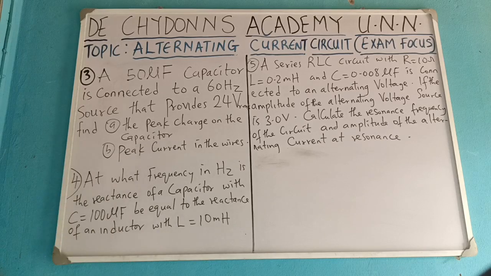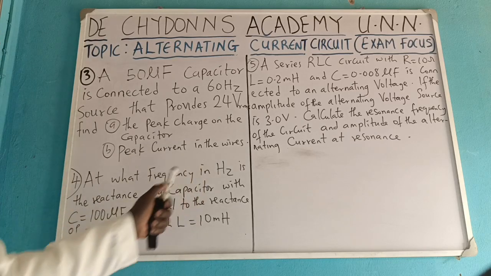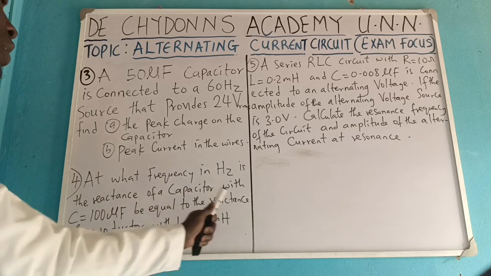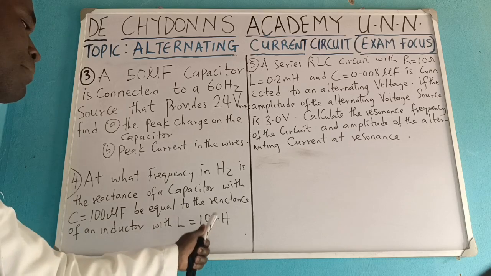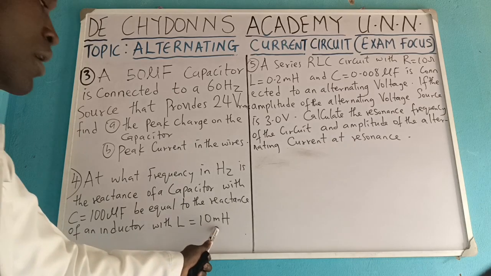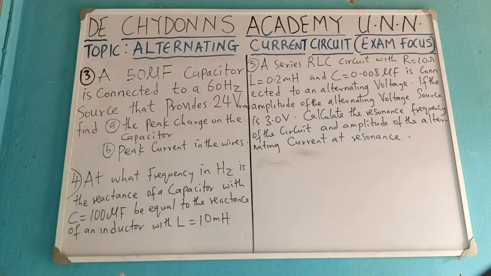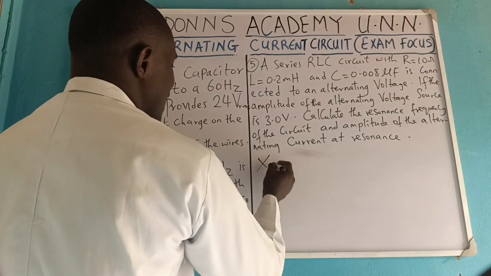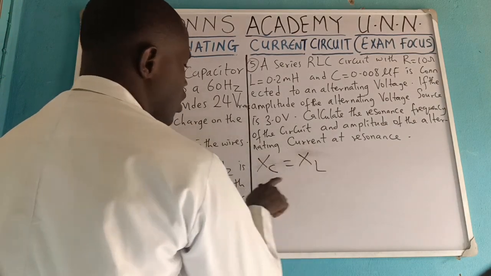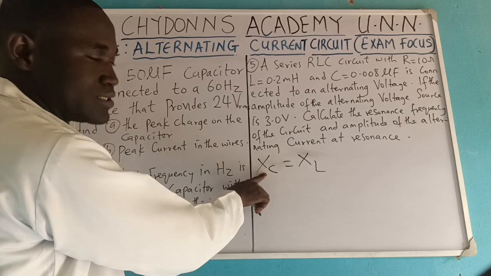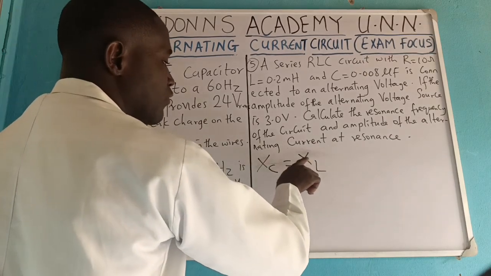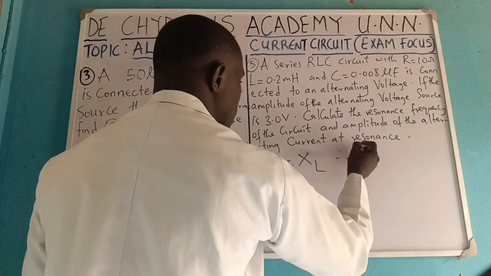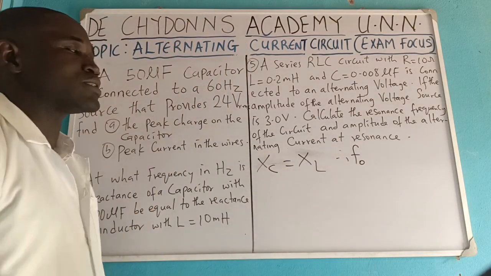Let's solve question number 4. At what frequency in hertz is the reactance of a capacitor with C equals 100 microfarad equal to the reactance of an inductor with L equal to 10 millihenry? Remember we say milli is 10 raised to the power minus 3. Micro is 10 raised to the power minus 6. Okay. Remember that when XC is equal to XL, we call this capacitive reactance, and we call this inductive reactance. Whenever they are equal, the frequency we get is called resonance frequency.